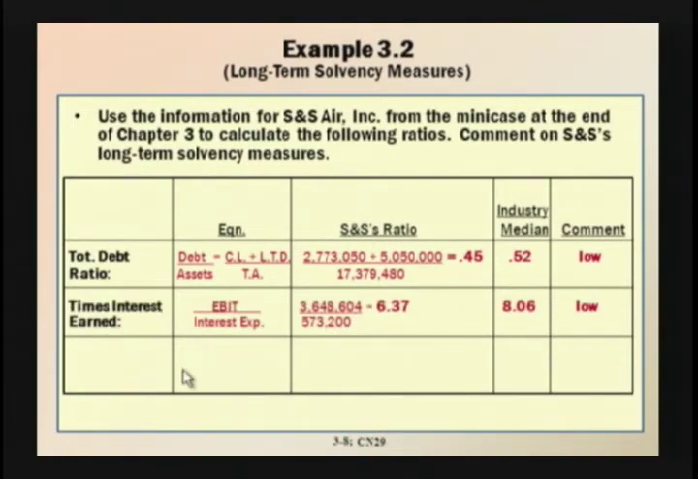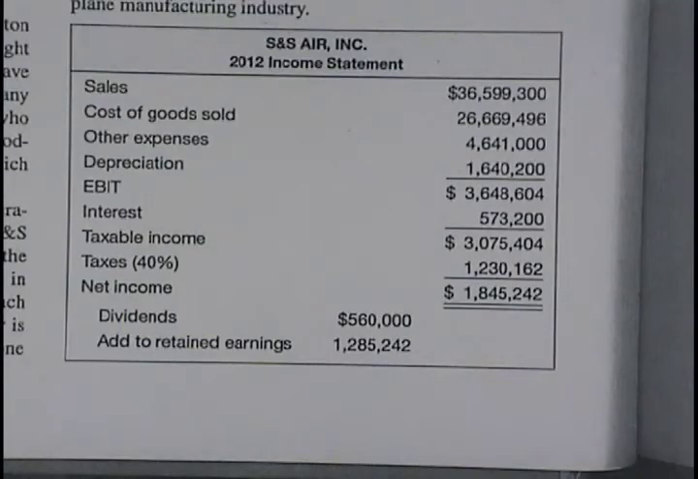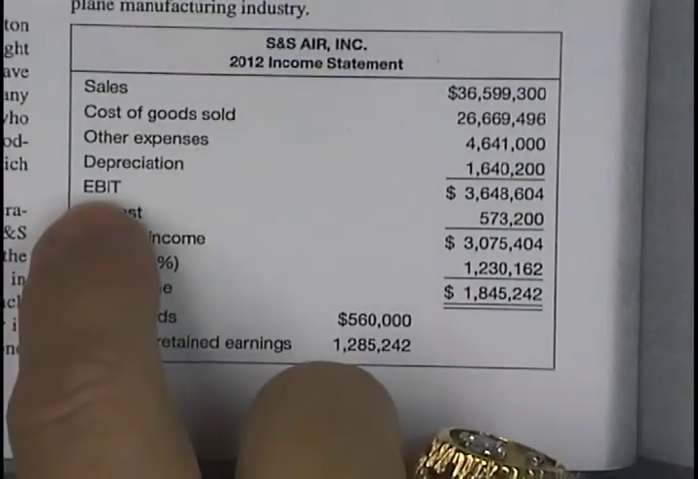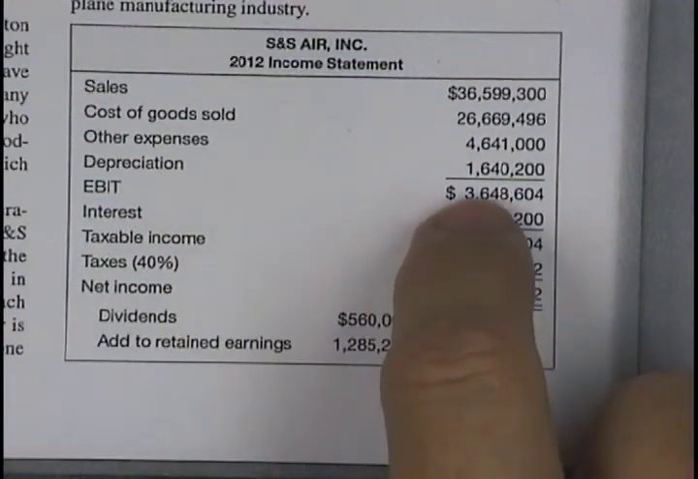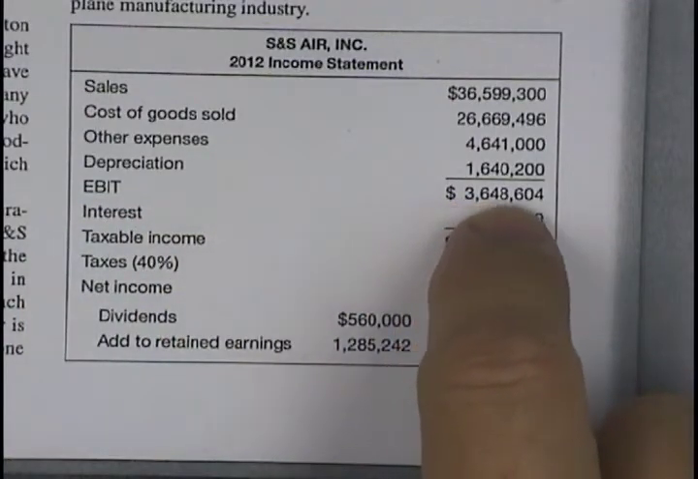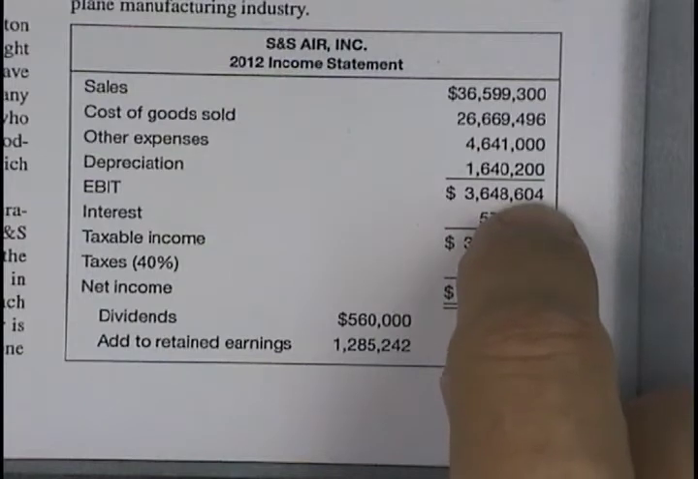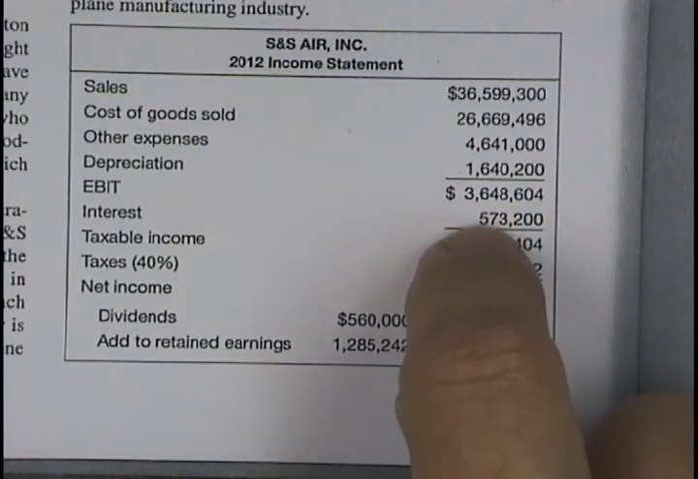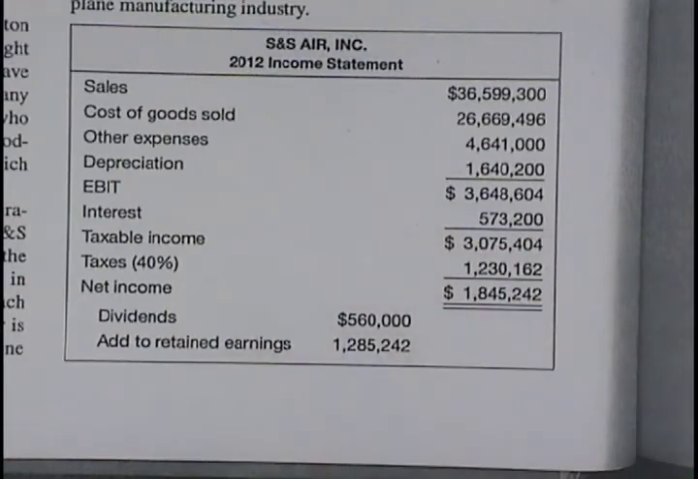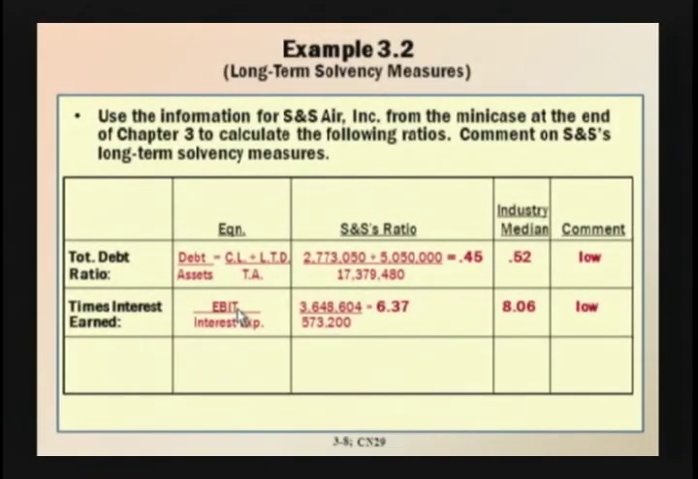The second long-term solvency measure is times interest earned, which shows us how many times the firm has been able to cover its interest expense through the generation of earnings before interest and taxes, EBIT, also called operating income. If we look at S&S's income statement, we see EBIT has already been calculated for us, $3,648,604. The interest expense of $573,200 obviously has been covered several times over.